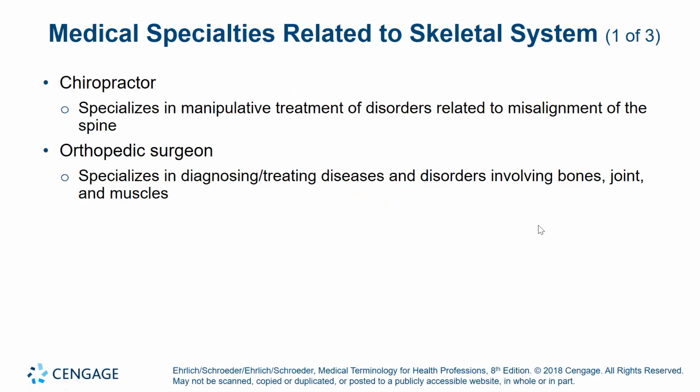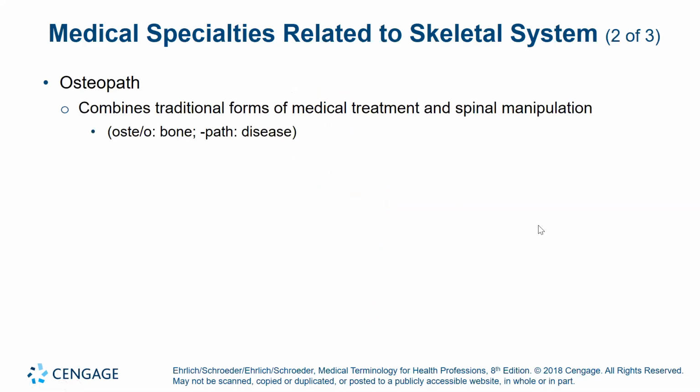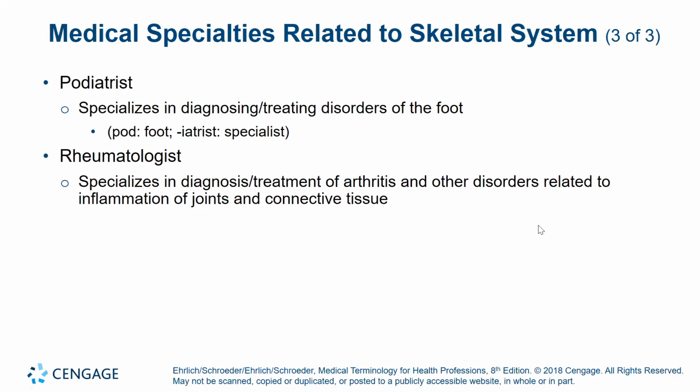Some medical specialists related to skeletal system. So there are several out there. So we have a chiropractor, we have an orthopedic surgeon, we have an osteopath. Looking at that term, osteo is bone, path is disease. So this combines traditional forms of medical treatment and spinal manipulation, osteopath. We have a podiatrist. Looking at the term, pod is foot. Iatrist is specialist, so someone specializing in the treatment and diagnosing disorders of the foot. We have a rheumatologist.